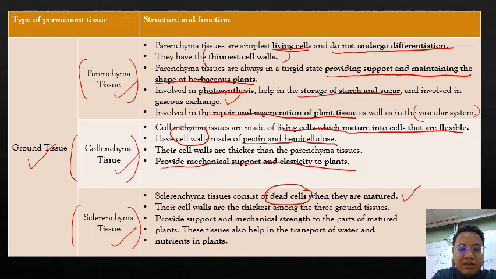Sclerenchyma tissue has the thickest cell wall among the three ground tissues. Because of the thick cell wall, they provide mechanical support to parts of the plant that are already matured. This tissue also helps to transport water and nutrients to the plants.